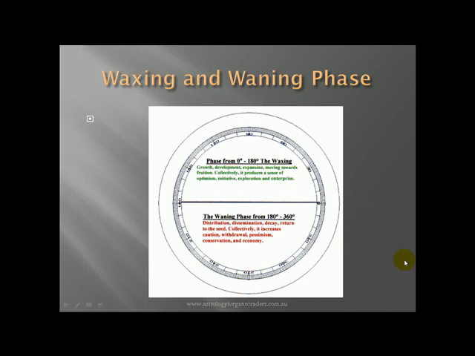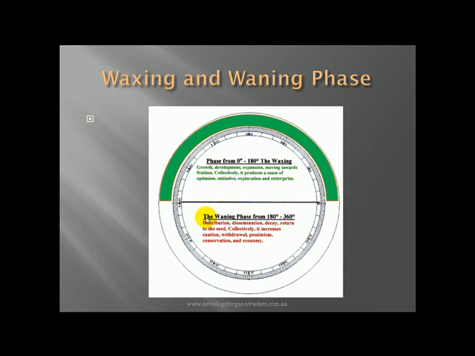So again, let's have a look at the waxing and waning phase. So if we start from 0, which represents our spring or 0 Aries, this part, the first half again, from 0 to 180 is the waxing phase. So this is all to do with growth, development, expansion, moving towards fruition. Collectively, it produces a sense of optimism, initiative, exploration, and enterprise. So it's a growth period.